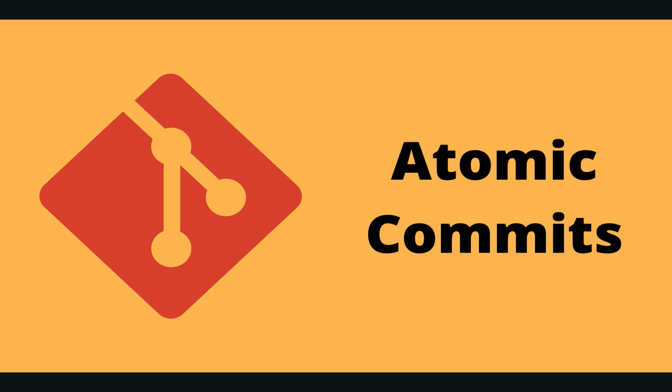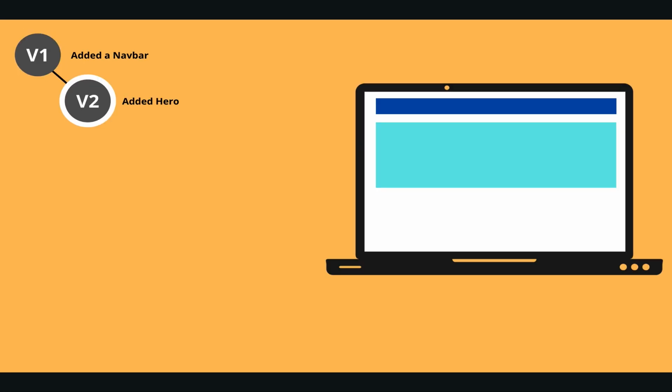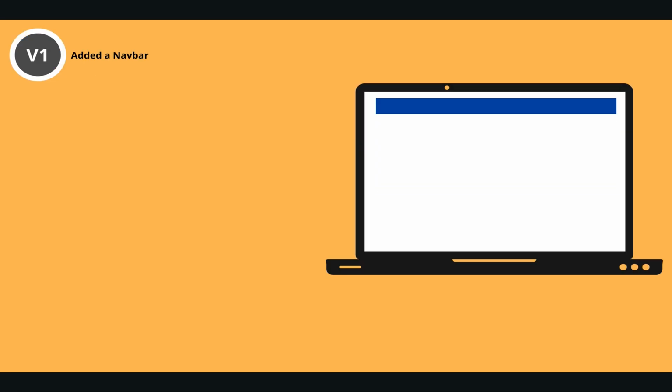Now, there is a rule in Git of keeping your commits atomic. Now, what does that mean? Well, that means that your commit should just encompass one single feature. You shouldn't commit multiple features. So for example, let's say you created your nav bar. Well, that right there is one feature. You want to go ahead and commit that.